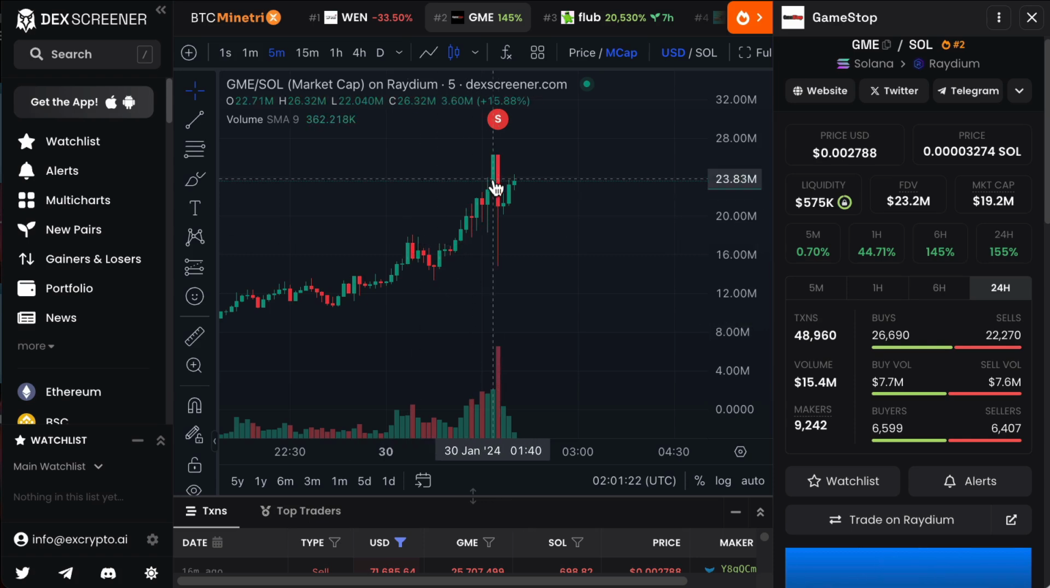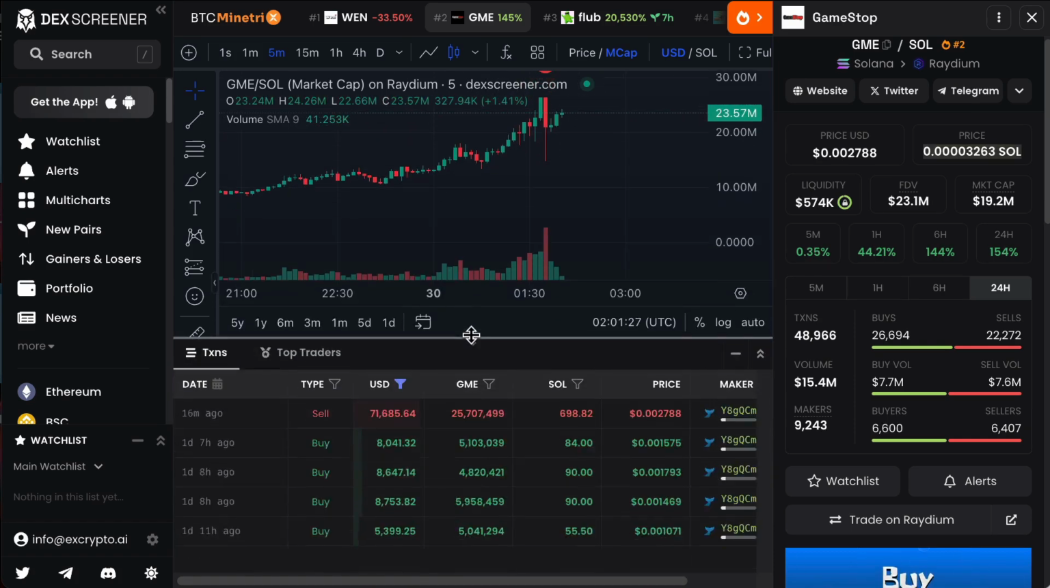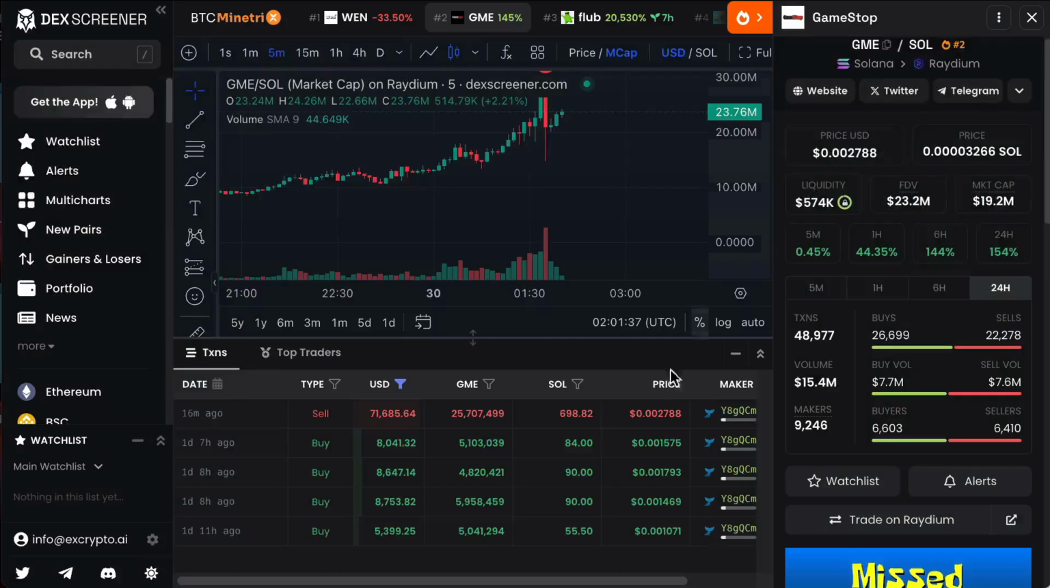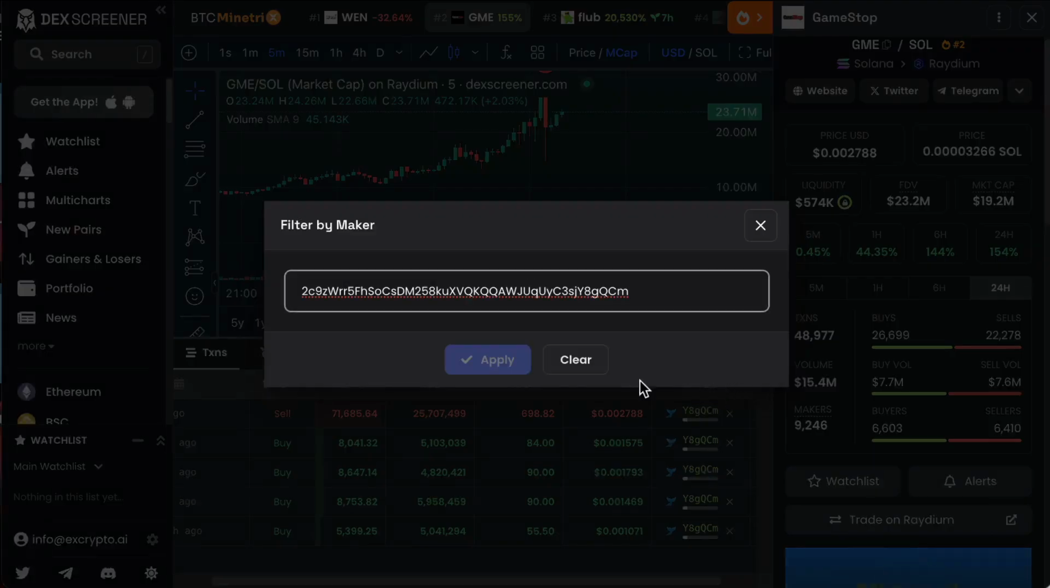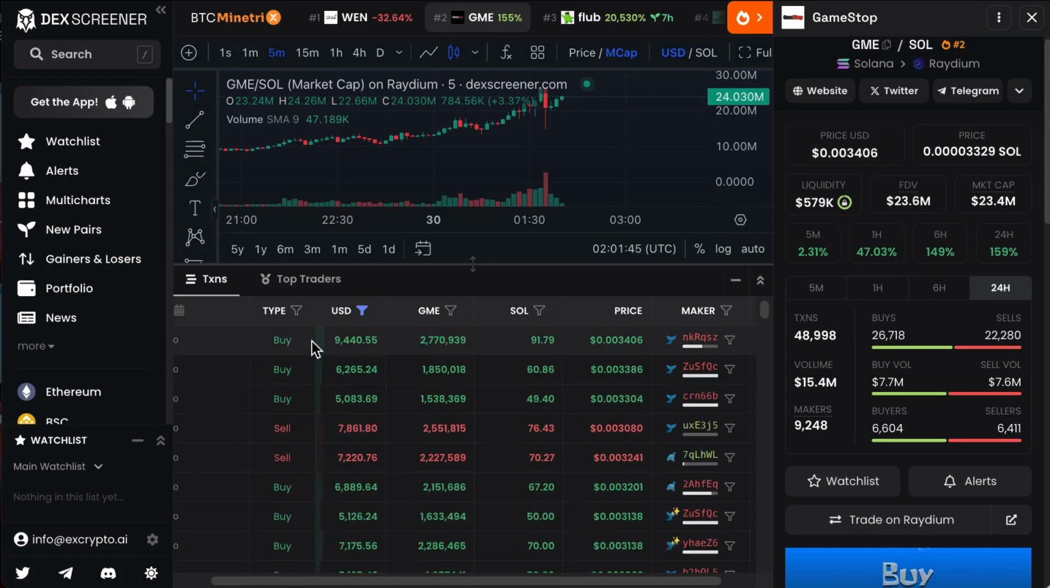So a few tips. If you want to pinpoint a particular trade, like a big trade, what you do, as I've shown you before, is you filter here. You click on where it says USD, and then you can filter by over 5,000. So that's what I did. And I've actually filtered over a specific person now, but let me just take that off for a second. Let me clear that. So basically, when you filter over 5,000, it will show all the big trades.